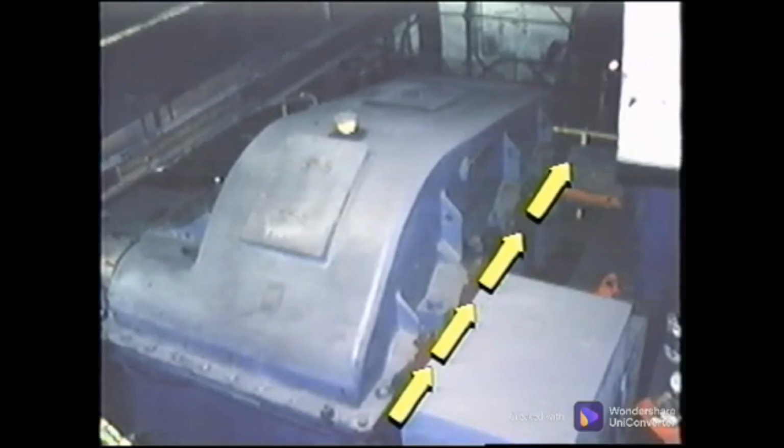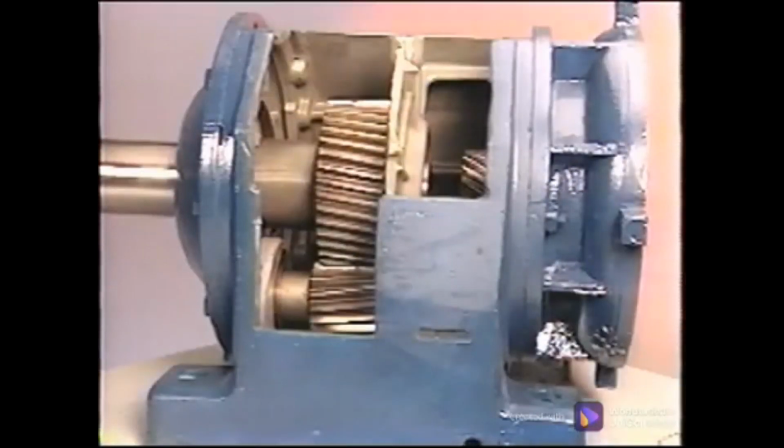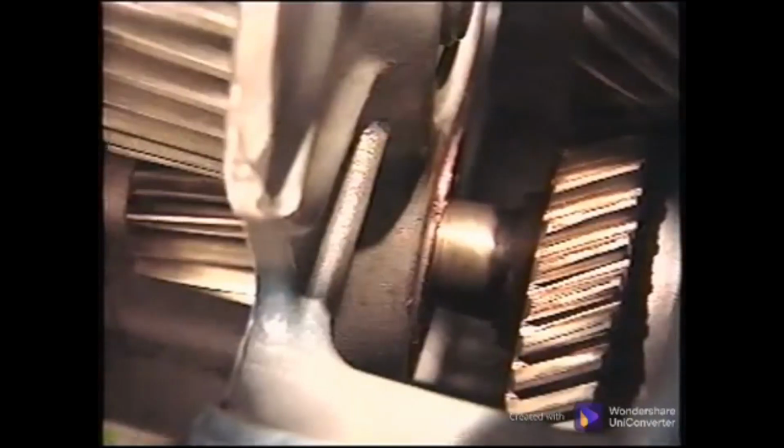As in other measurements, we need to be as close as possible to the source of the energy with a solid transmission path through a web or internal frame to the measurement location, and as close as possible to the bearings actually supporting the gears. This double reduction gearbox is typical of many in industry. Note the bearing support locations. Some of them are on an internal web.